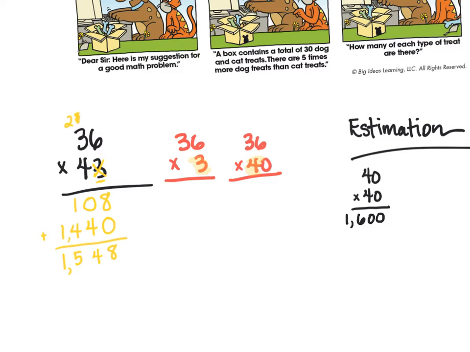1,600. And when we multiply, we're not going to get as close as we do with division because we're multiplying groups of. So 1,600 is not far off from 1,548. So I can say that my answer is reasonable.